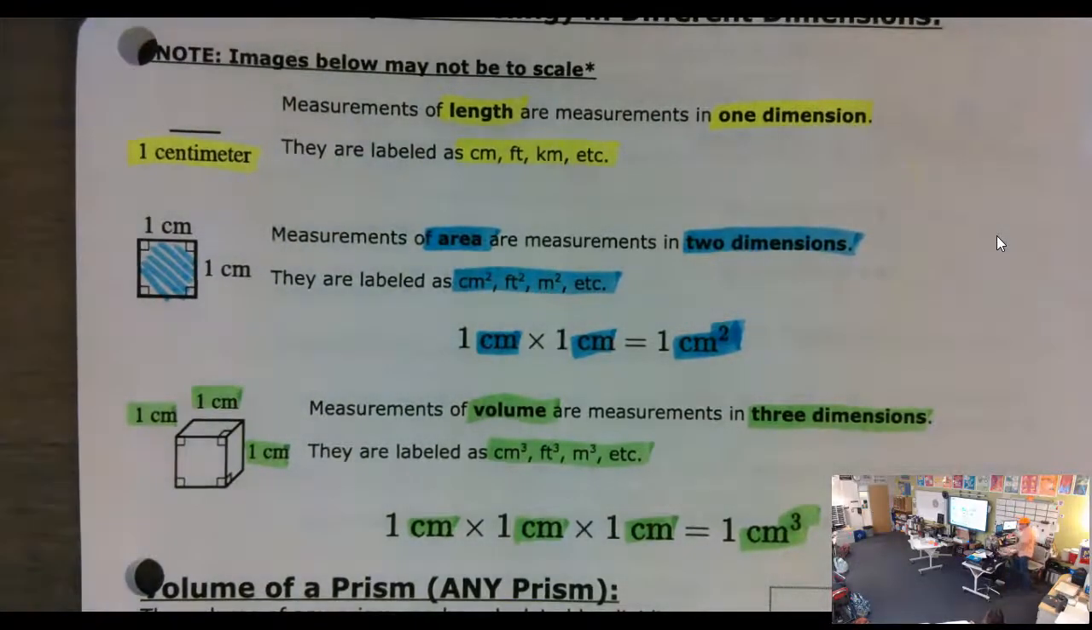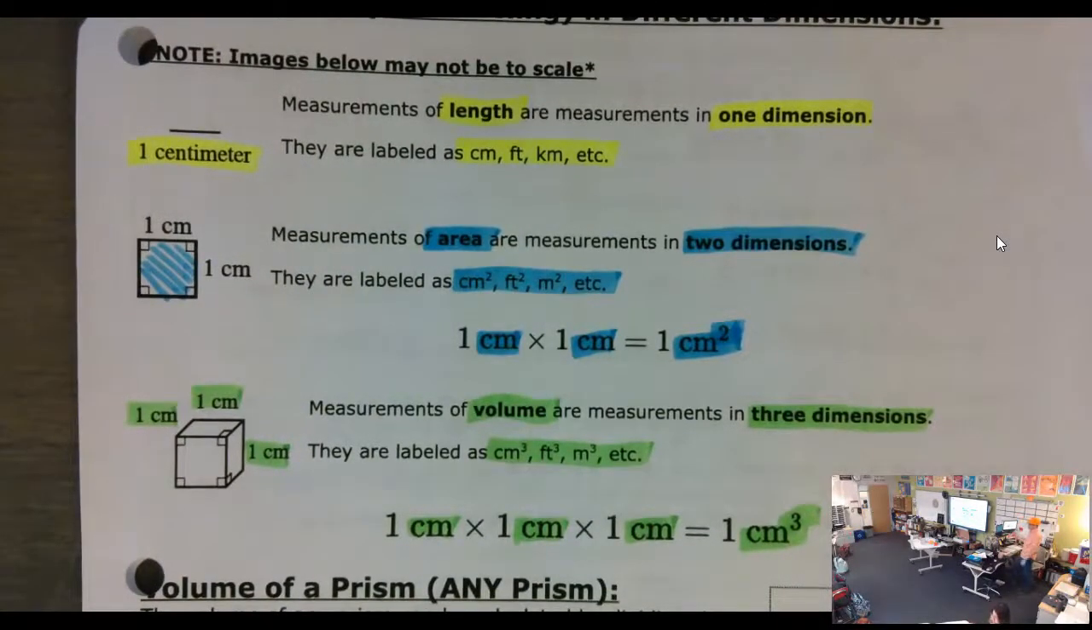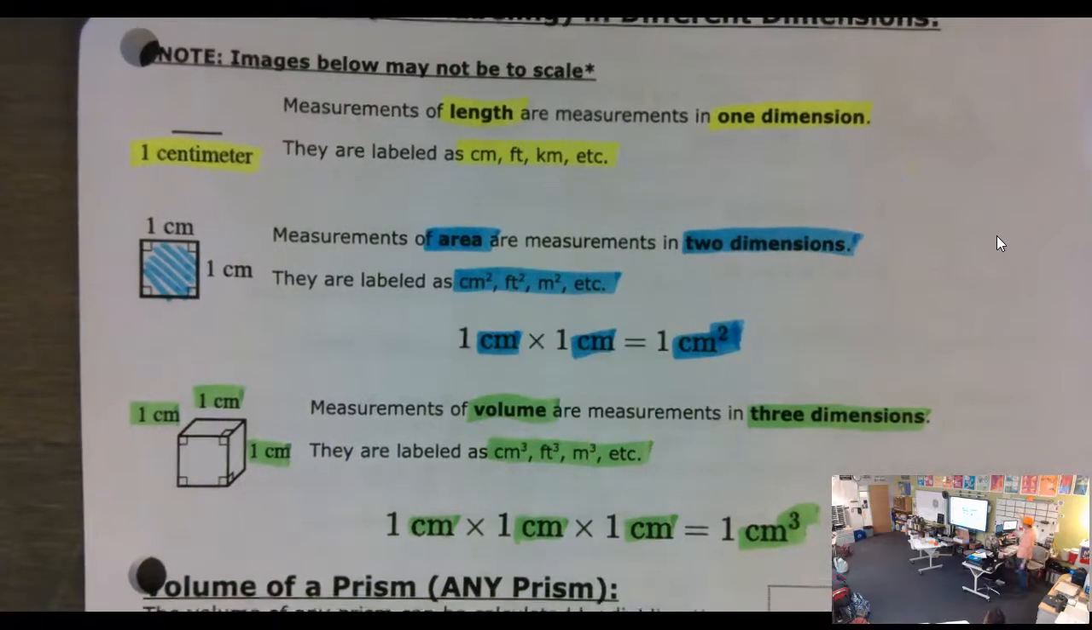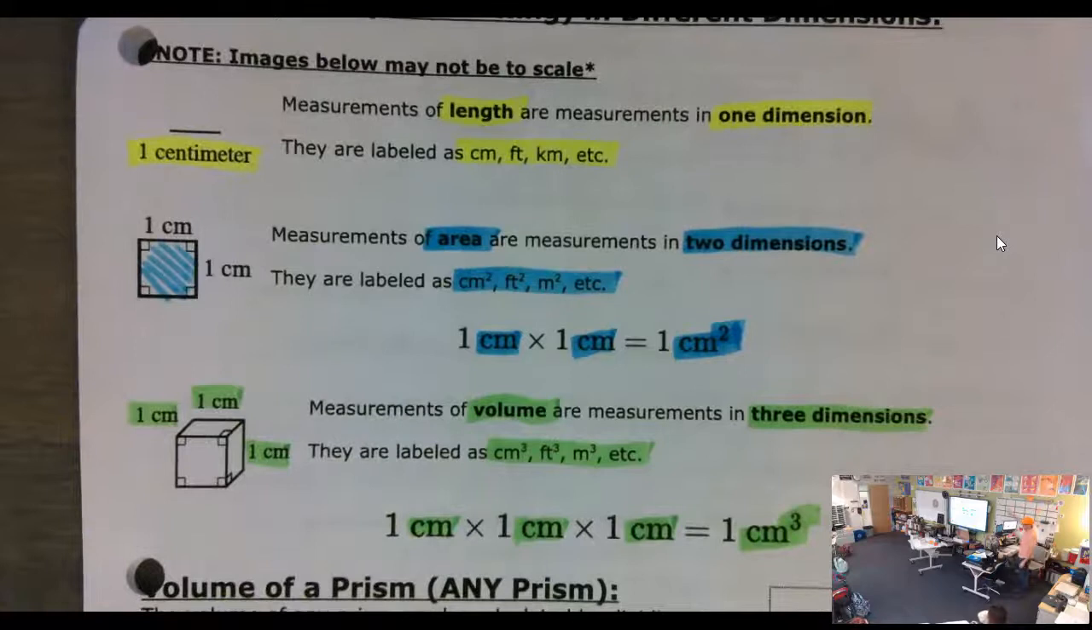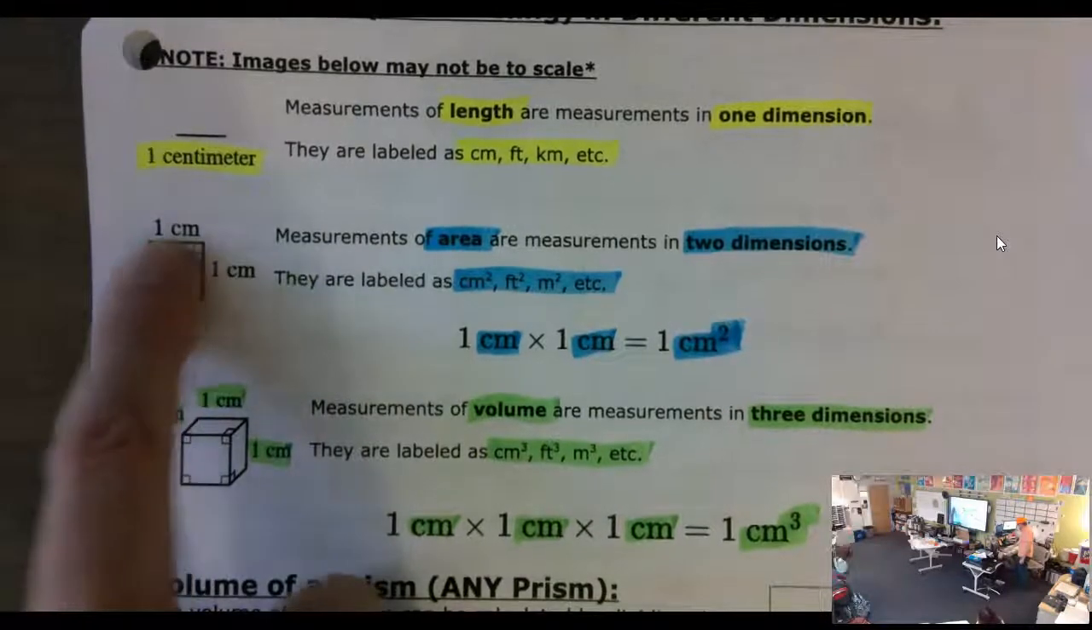So pretty much everything in our world has 3 dimensions. What do we care about? If I'm going to paint this wall because I'm tired of this green, what do I care about? 1 dimension, 2 dimensions, or 3 dimensions? 2. The wall, I want the area of the wall so I can paint it. Just like right here, I'm going to paint the object.